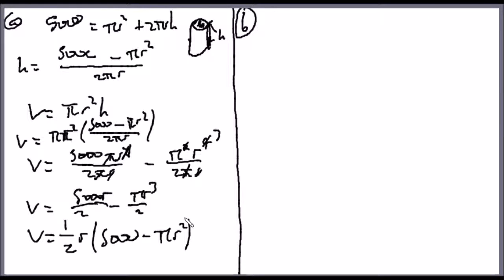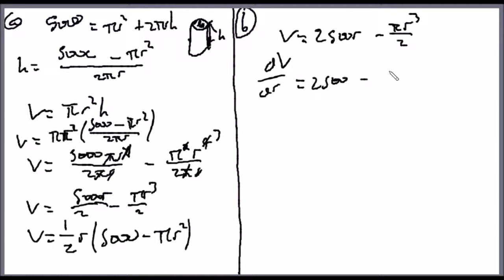Okay, the second question. It says calculate the maximum possible capacity of the bin. So what you want to do here, you want to find the volume in its expanded form. So let's do that. That's going to be 2,500 r minus pi r cubed over 2. Now to find the maximum radius, we want to do dv by dr. Okay, so that equals 2,500 minus 3 over 2 pi r squared.